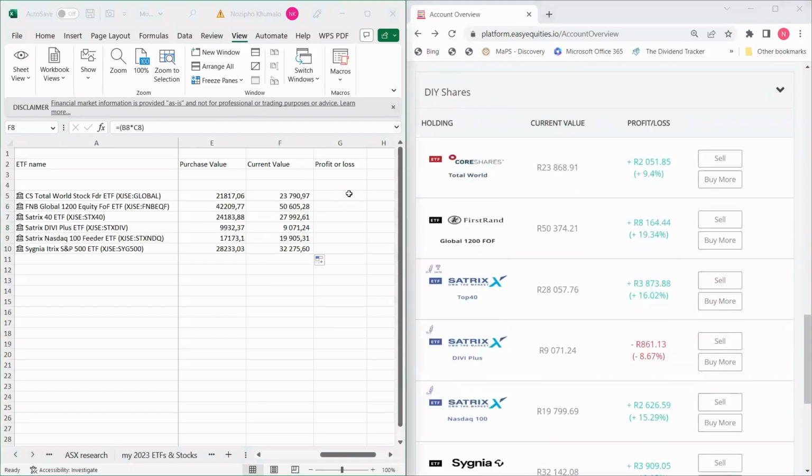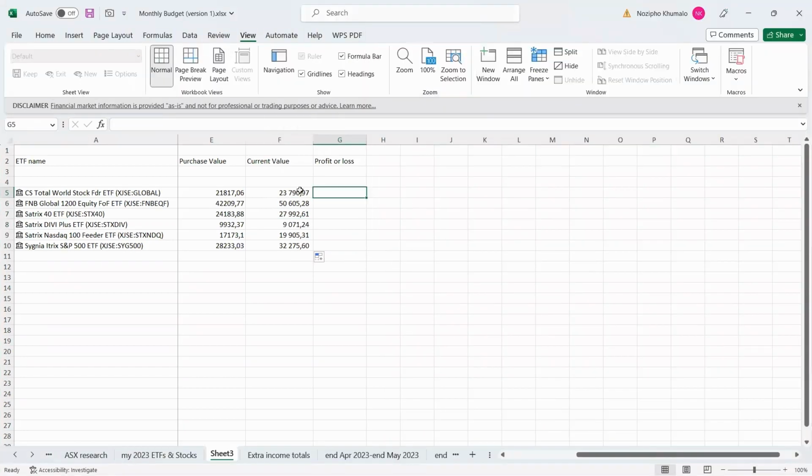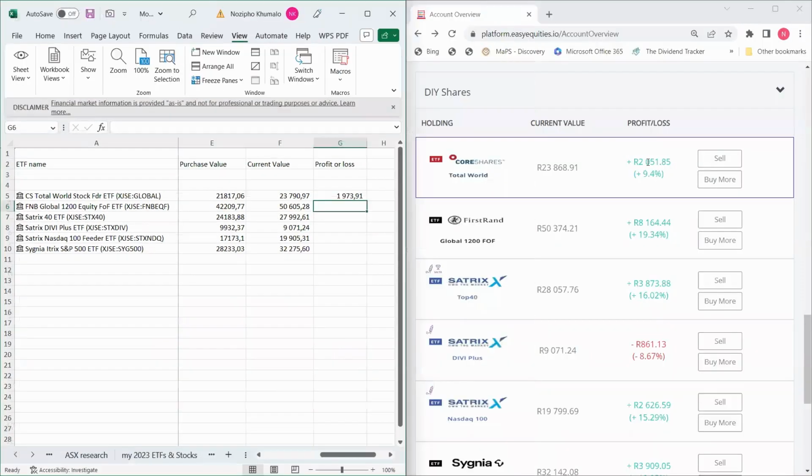Then where it says profit or loss, you say current value minus purchase value. And that's simple as well. So equals, you put a formula, you type equals, then open bracket, this, okay, minus this, close bracket. Then it calculates the profit. So right here it says my profit for core shares total world is 1,973 Rand and 91 cents. Let's see what it actually is here. Here, the profit says it's 2,051.